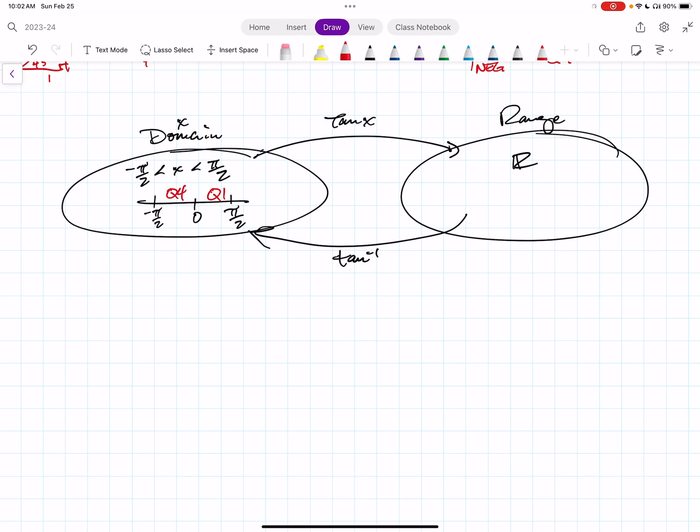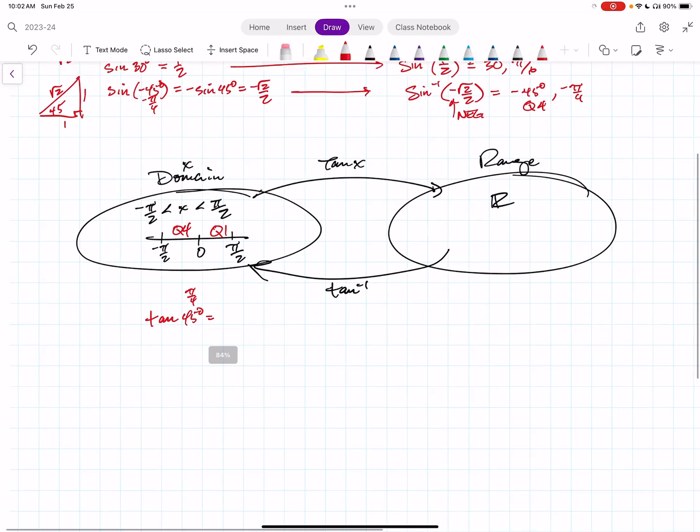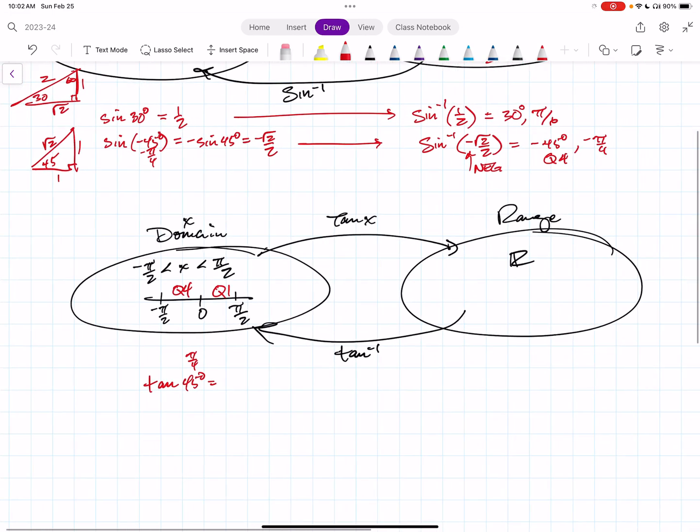Let me illustrate. Let's say we take the tangent of 45 degrees, which is pi fourths. You see the little triangles up at the top of the screen. We know that the tangent, TOA, opposite divided by adjacent, is 1 divided by 1, or 1. So the tangent of 45 degrees is 1.